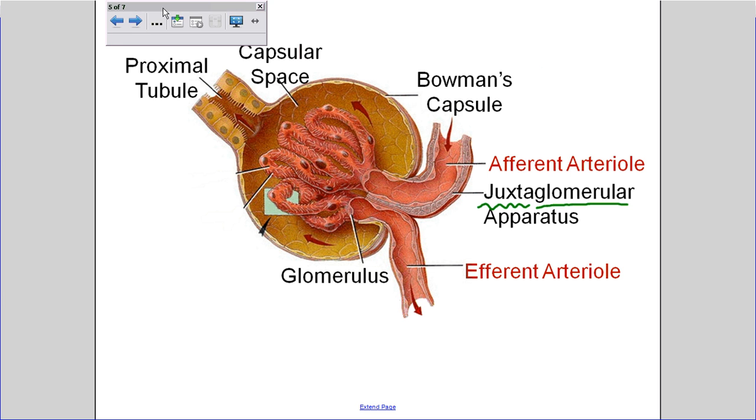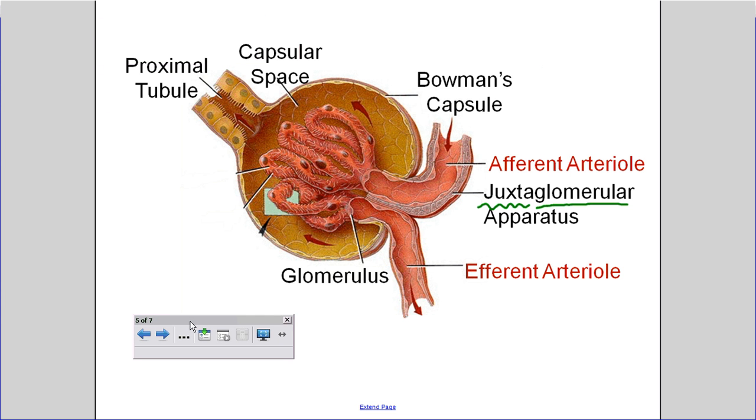So now we're going to learn about how the kidney helps to regulate blood pressure.